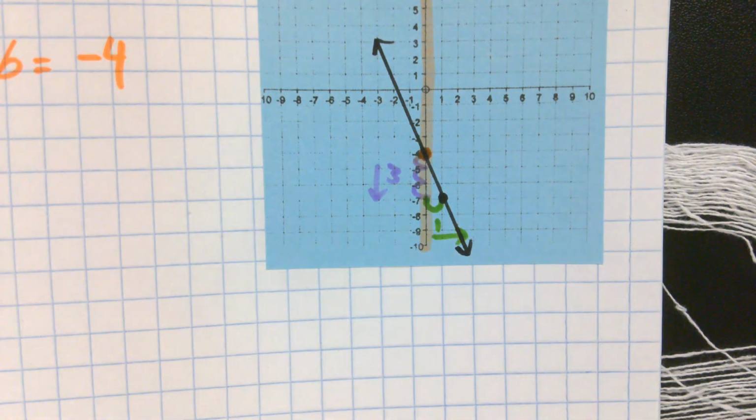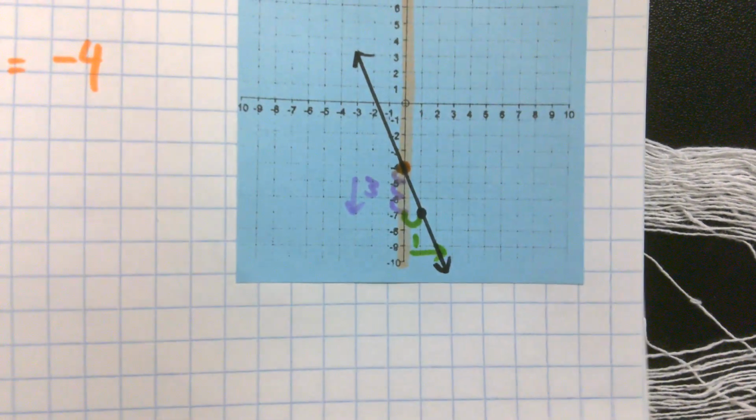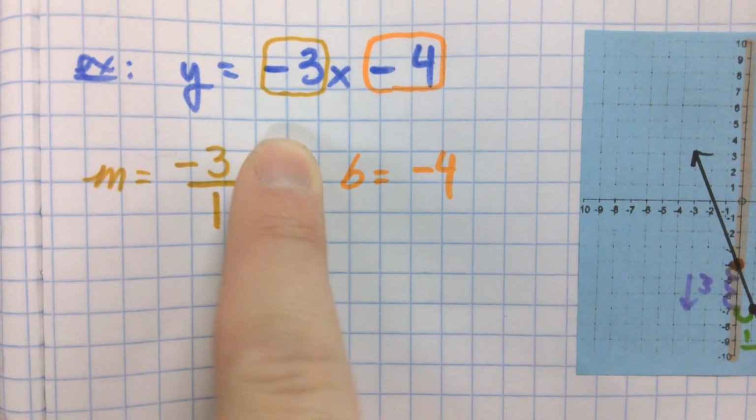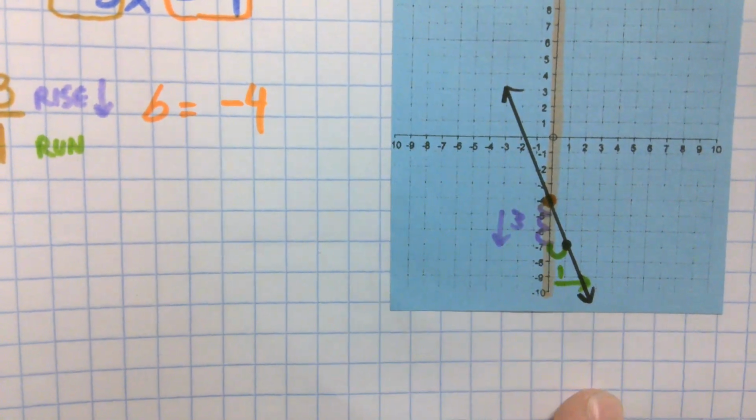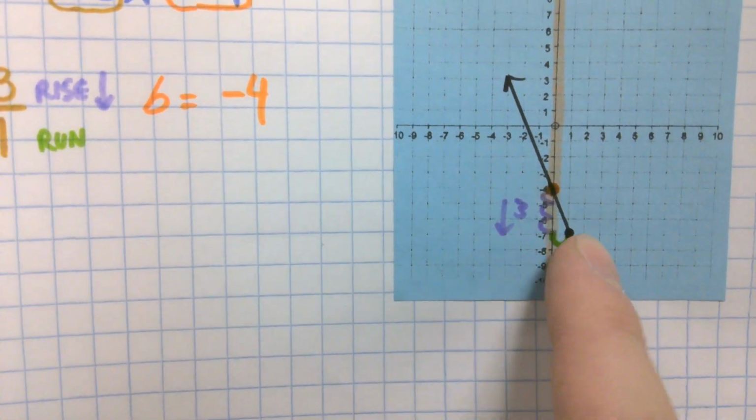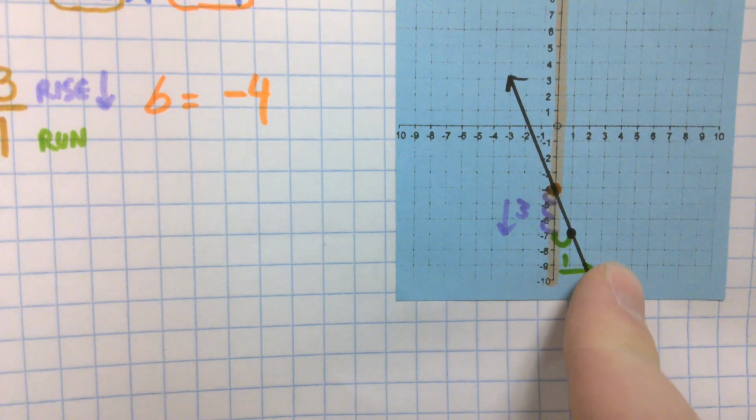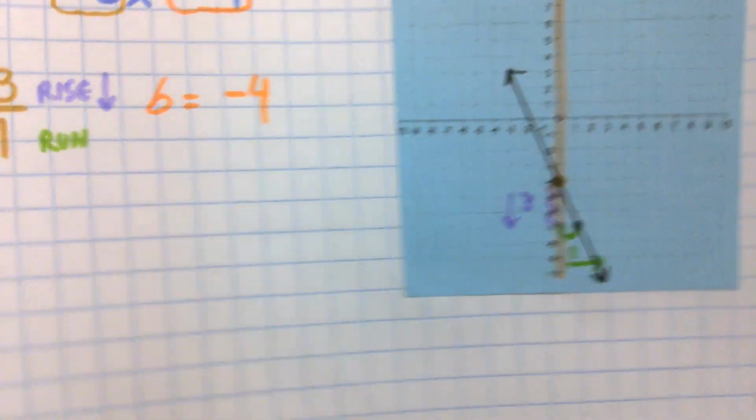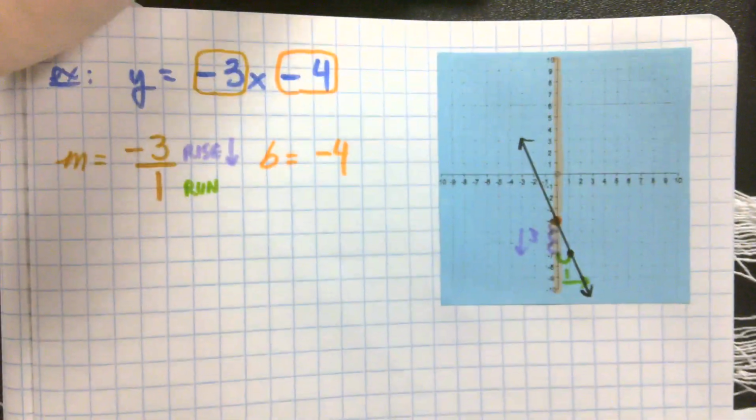Now, is this line going uphill or downhill from left to right? Downhill, which means our slope should be what? Positive or negative? Negative. Is that what we identified with our M? Yes, we had a negative slope. We're going downhill from left to right. The rise over run was 3 over 1. And we started out at negative 4. That's our process right there.